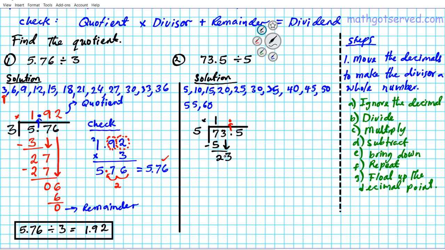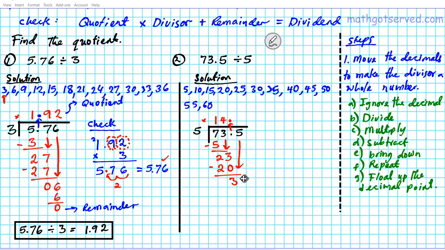Repeat. How many times does 5 go into 23? Not evenly. The biggest multiple of 5 that's smaller than 23 is 20. How many times does 5 go into 20? 4 times. 4 times 5 is 20. Divide, multiply, subtract, bring down. Bam. Okay? Like that.